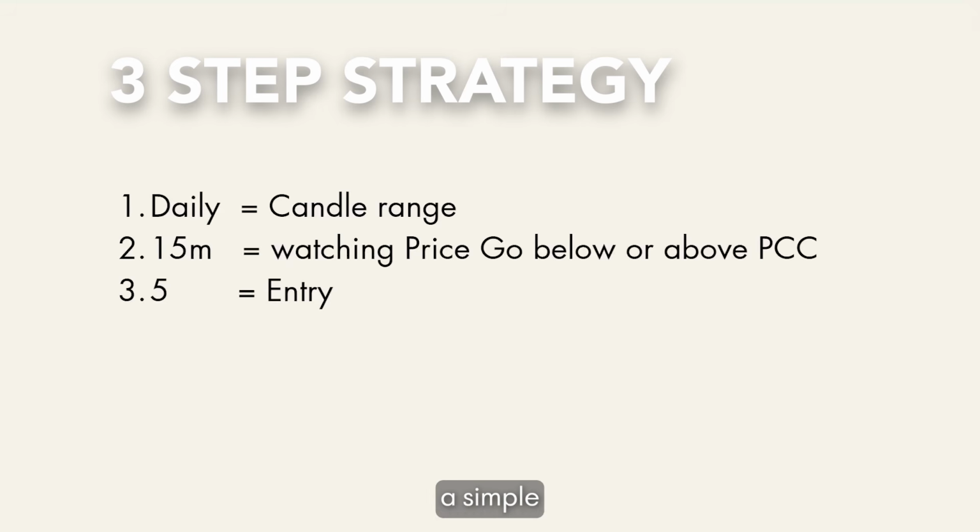Now, here's a simple trading plan on your daily time frame. We have just discussed we're looking for our candle range, where we start to mark out our previous candle close, the high, the low, draw out our Fibonacci, identifying the 25%, 50%, and 70% retracement. From there, you then scale down to your 50-minute time frame to either look for the price going below the PCC on a bullish day or above the PCC on a bearish day, okay?